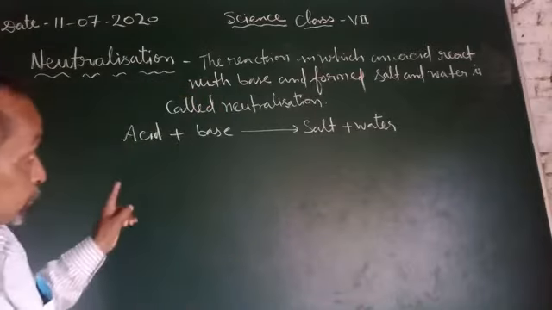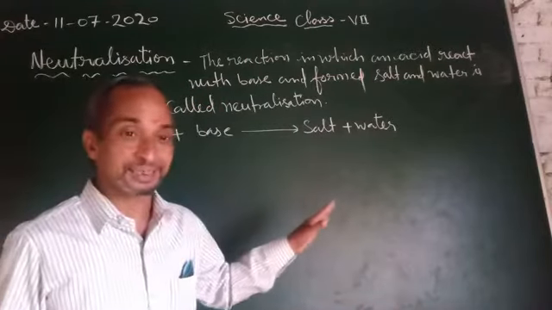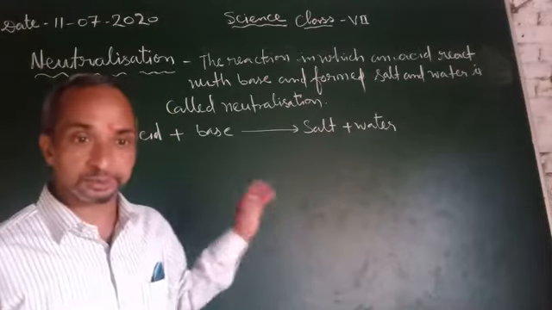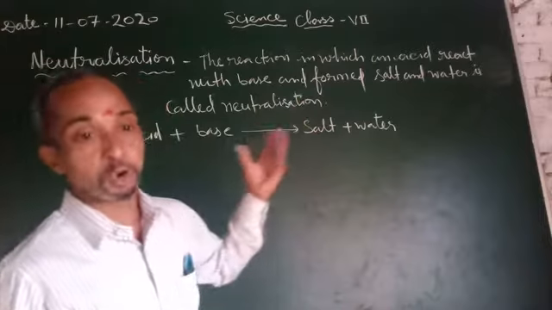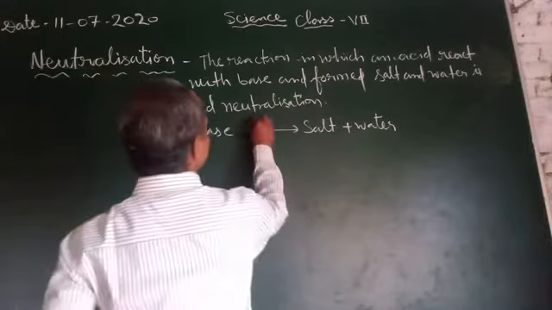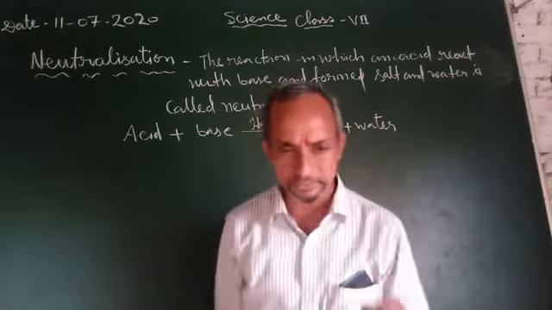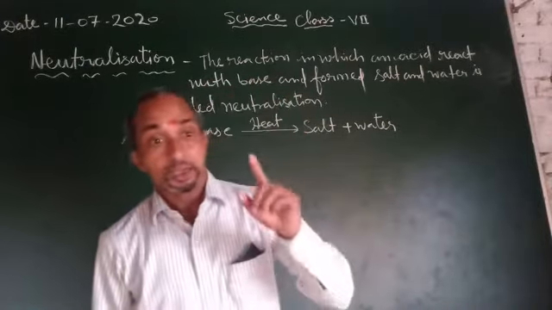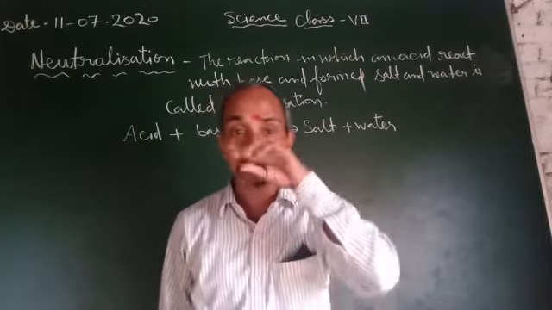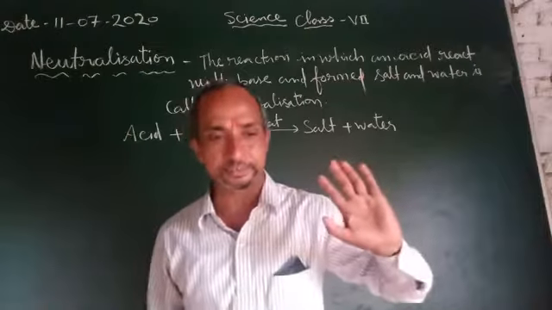And the second thing: always, when acid reacts with base, during the reaction process heat will be evolved, means heat will be produced. So some heat is always evolved during the neutralization reaction. This reaction is known as the neutralization reaction.